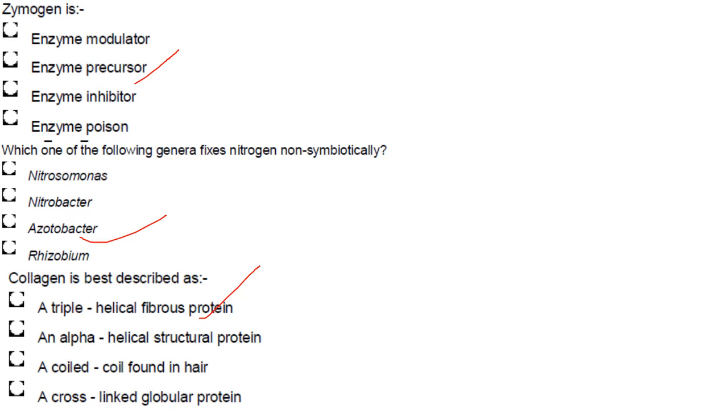Then symbiotic nitrogen fixing bacteria include Rhizobium and Bradyrhizobium. So option D is a symbiotic nitrogen fixing bacteria, whereas option C is non-symbiotic, and they have asked for nitrogen fixation by non-symbiotic method. So that is carried out by Azotobacter. Then collagen is described as it is a triple helical fibrous protein. So answer is option A, that's a direct question.